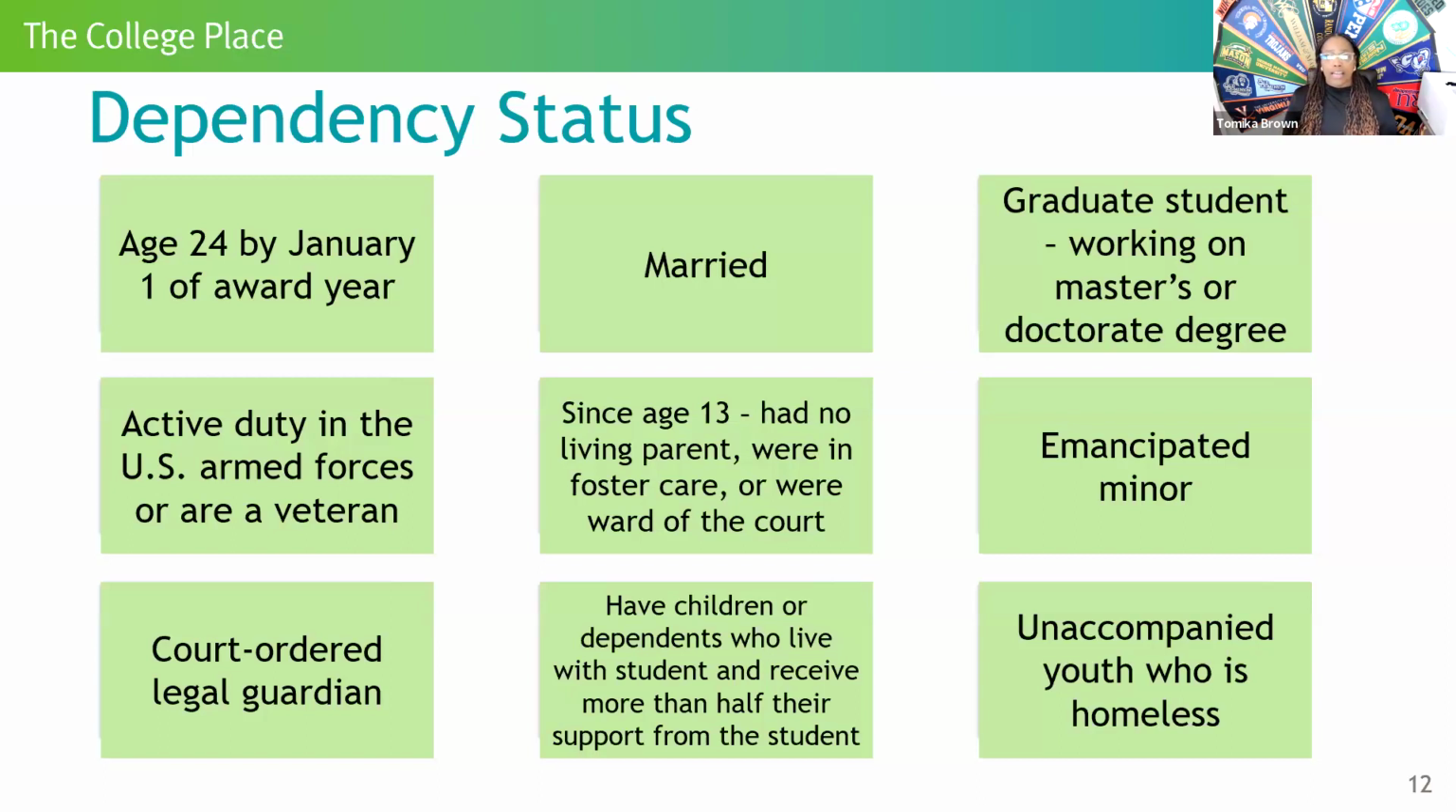Since the age of 13, they have no living parent or were in foster care, or they're a ward of the state, meaning they're in a legal guardianship with the state of Virginia. They could be an emancipated minor. They could be in a court-ordered legal guardianship with someone not a parent or a step-parent. They have children or dependents who receive more than half of their financial support from the student, or they're unaccompanied youth who is homeless. All of these students who qualify for each one of these 9 categories are considered to be independent students. And in some cases, they may be dependent students but qualify for a dependency override.